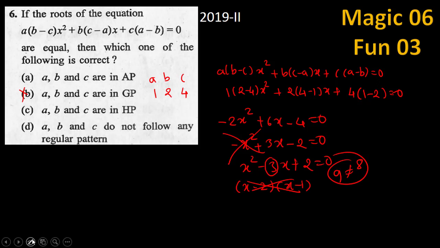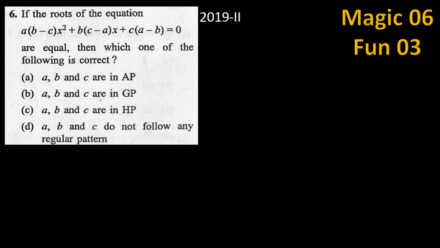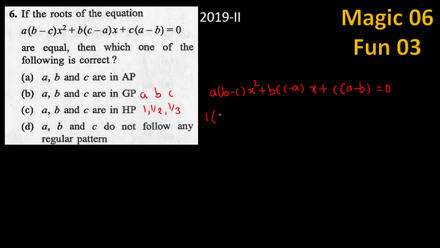Okay, so let's check option C. Option C, HP. So what are the simplest terms of an HP? You take the values 1, 1 by 2 and 1 by 3. This is A, B and C. Take the values 1, 1 by 2 and 1 by 3 and check. A, B minus C, x square plus B, C minus A, x plus C, A minus B equals to 0. Let's substitute: 1 into 1 by 2 minus 1 by 3 x square, plus B is what, 1 by 2 into 1 by 3 minus 1 x, plus C is 1 by 3 into 1 minus 1 by 2, which is equal to 0.